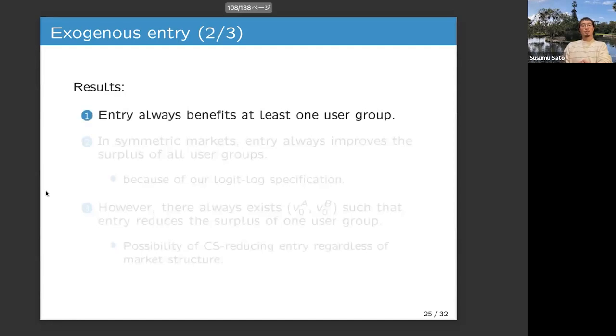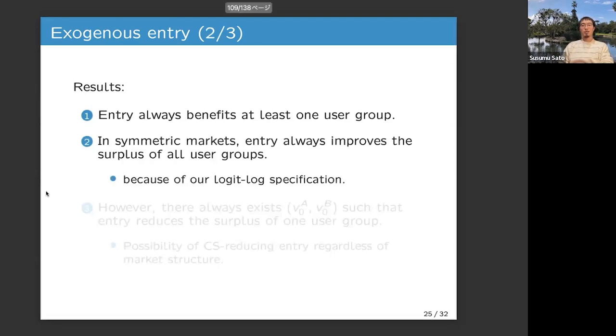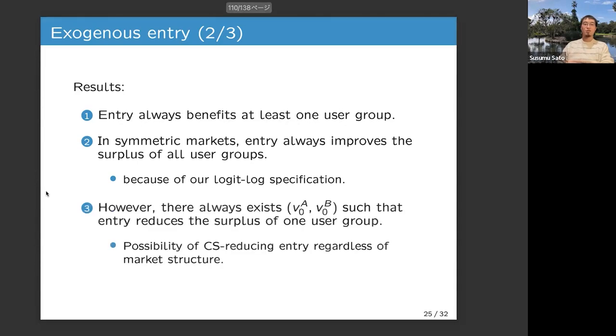And what we find is, as I said in the introduction, entry always benefits at least one user group. In addition, in symmetric markets, entry always improves the surplus of all user groups. One thing to note is this result heavily depends on our logit and log specification, and this is not generally the case with more general taste heterogeneity and network effects. So one new thing we found is there always exists a type of new entrant such that entry reduces the surplus of one user group. So this suggests the possibility of user surplus reducing entry regardless of market structure.